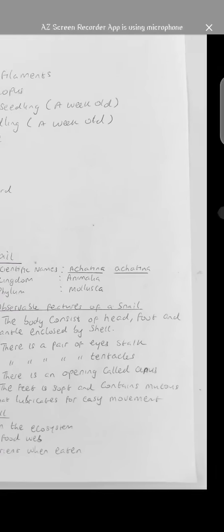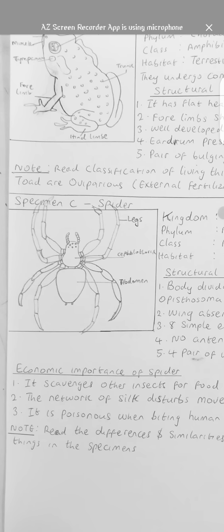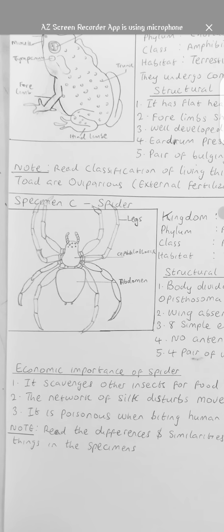So we have specimen B, the toad. That's the diagram. Let me zoom in. We have the eye, the nostril, the mouth. Sorry about that.